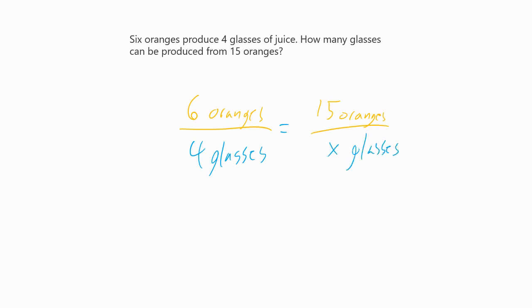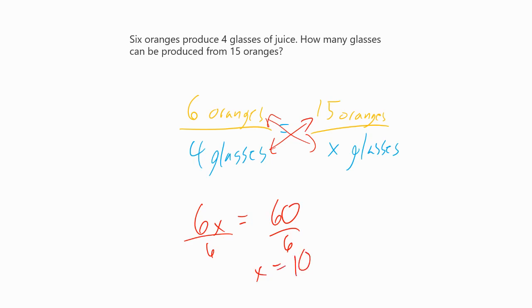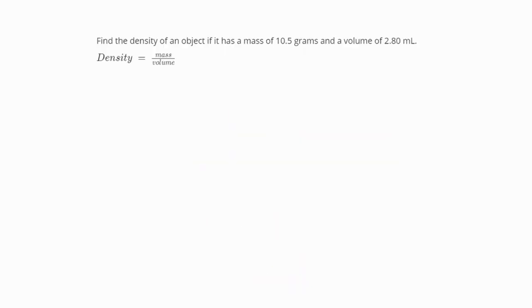And then you could have done cross multiplication or the butterfly method, right? Where you multiply the 6 times the x. So you get 6x equals, and then you multiply the 15 times the 4, and you get 60. And then you divide both sides by 6. So that would have worked as well. All right. So this is a lot of what we're going to do.